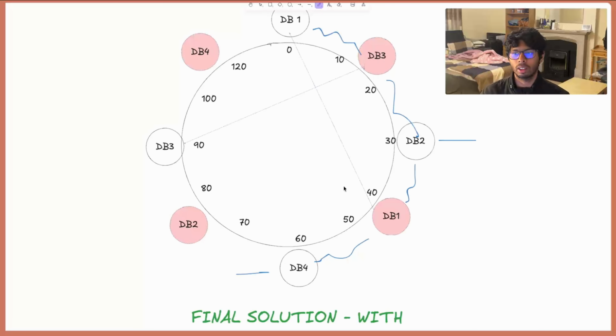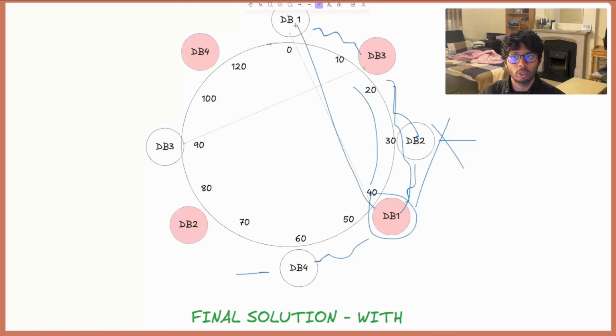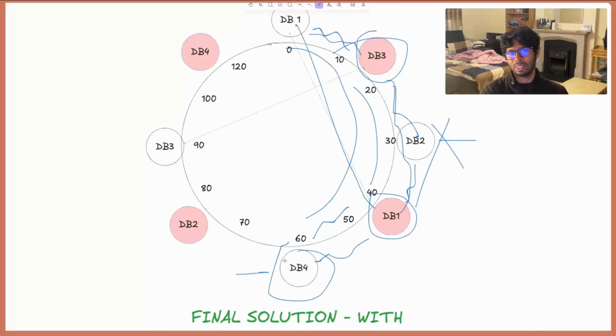Now we are going to take the example that DB2 dies. So in this case, if DB2 dies, what is going to happen? The requests between 20 to 40, instead of going to DB4, will start going to DB1, because this DB1 exists here and it is pointing to DB1, and the requests between 40 to 60 will go to DB4. The requests between 0 to 10 are going to DB3. So all the load that we were previously thinking would go to DB4, that doesn't happen.